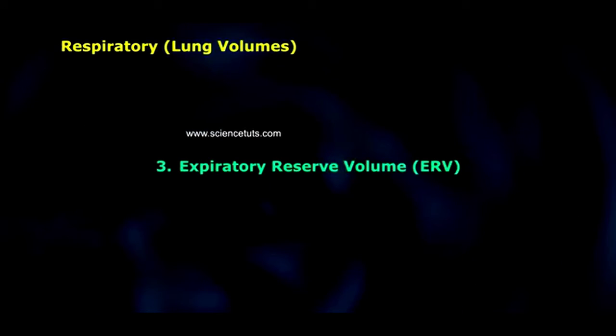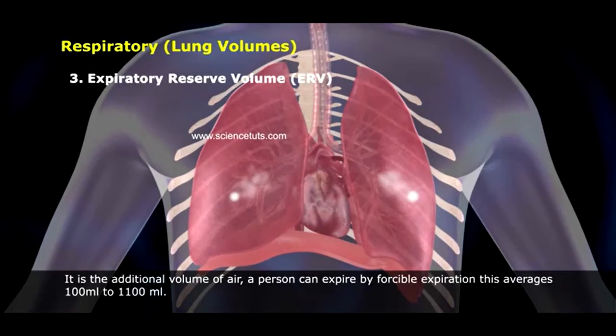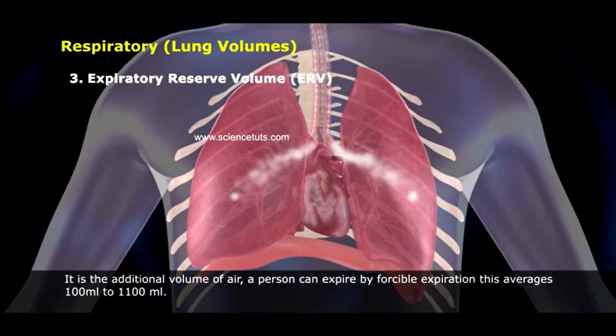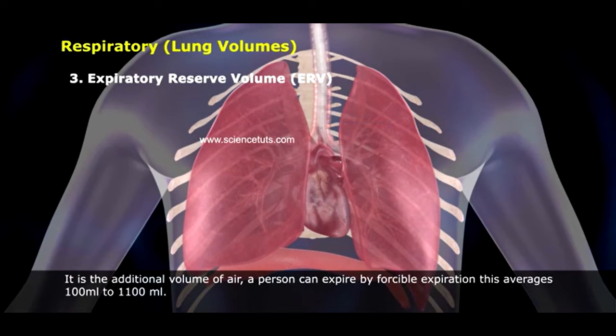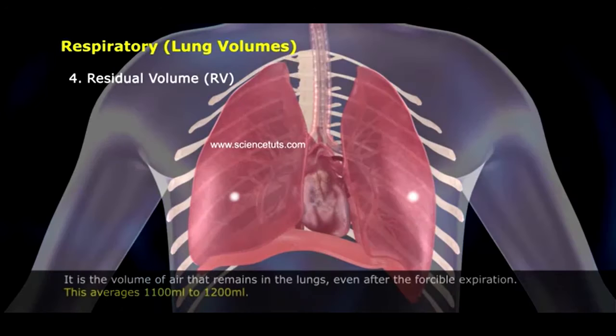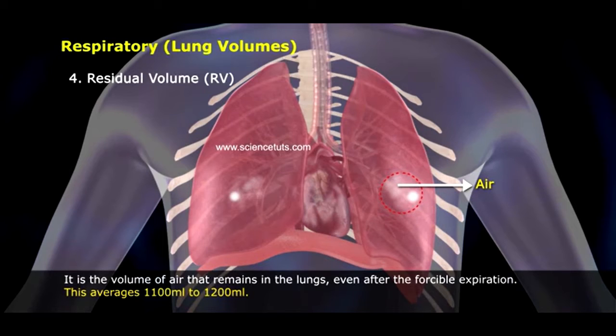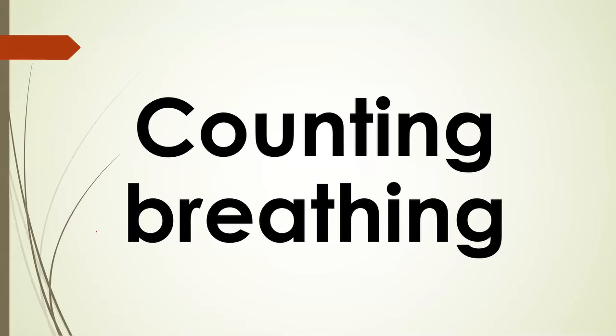3. Expiratory reserve volume, ERV. It is the additional volume of air a person can expire by forcible expiration. This averages 100 milliliters to 1100 milliliters. 4. Residual volume, RV. It is the volume of air that remains in the lungs even after forcible expiration. This averages 1100 ml to 1200 ml.